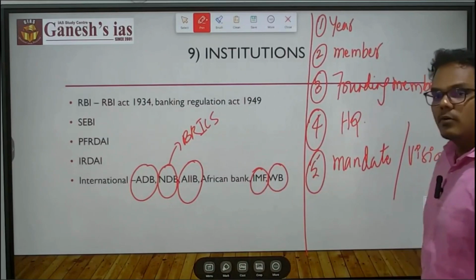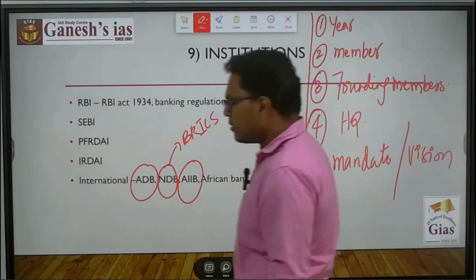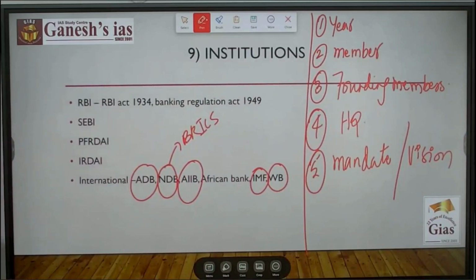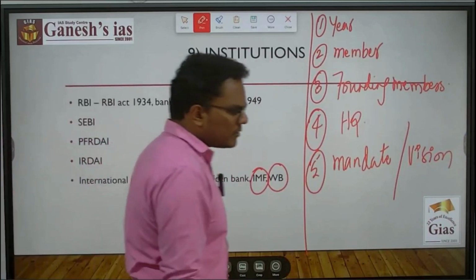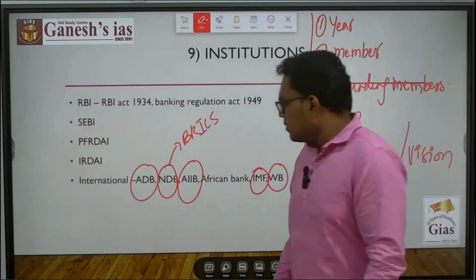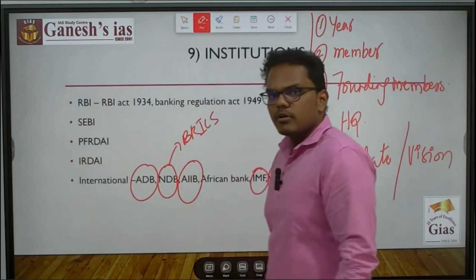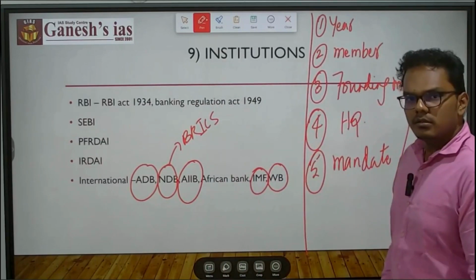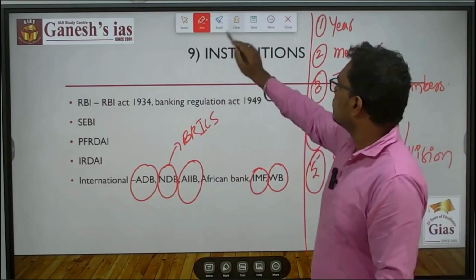Sometimes they even play with headquarters. I think your Asian Infrastructure Investment Bank is in Beijing, whereas your BRICS New Development Bank is in Manila. Your Asian Development Bank is in Shanghai, if I'm not wrong. You just cross check it. So they might play with headquarters also.